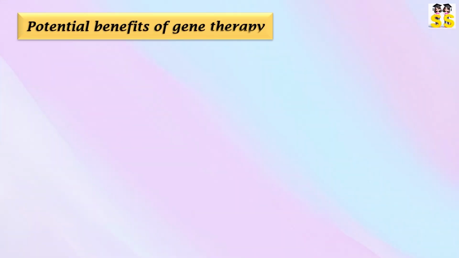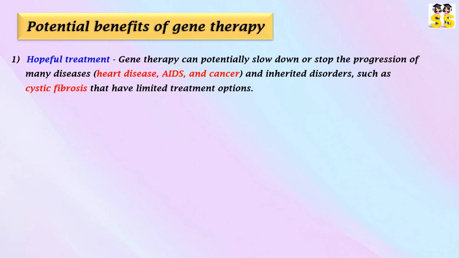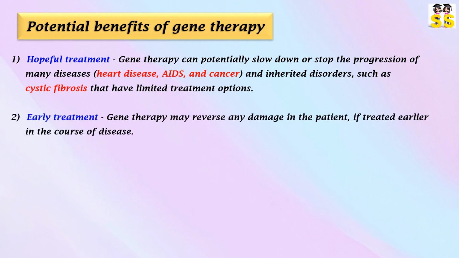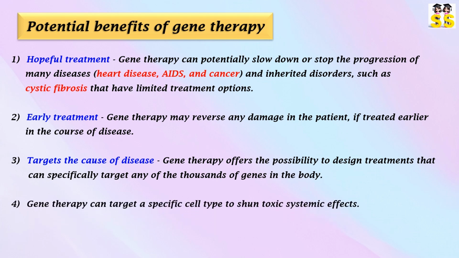Let's list out a few potential benefits of gene therapy. Gene therapy can potentially slow down or stop the progression of many diseases, such as heart disease, AIDS, and cancer, and inherited disorders, such as cystic fibrosis, that have limited treatment options. Gene therapy may reverse any damage in the patient if early treatment is given in the course of disease. It offers the possibility to design treatments that can specifically target any of the thousands of genes in the body. Gene therapy can target a specific cell type to prevent toxic systemic effects. It decreases the cost of therapy in the long run.